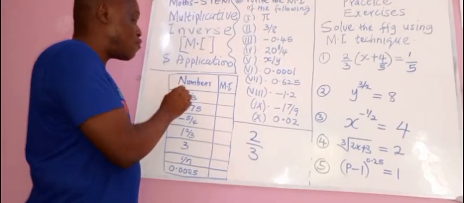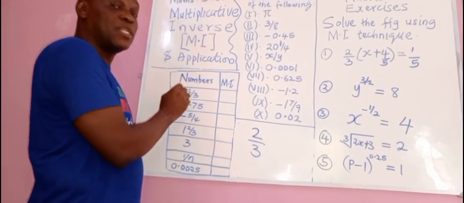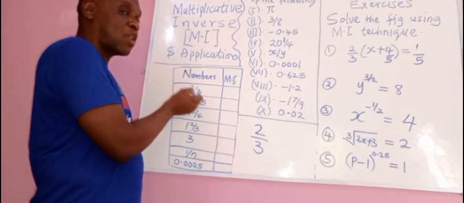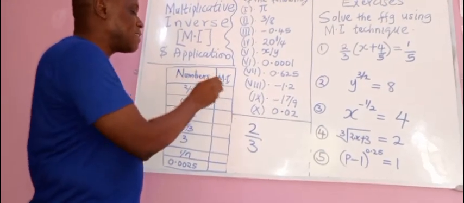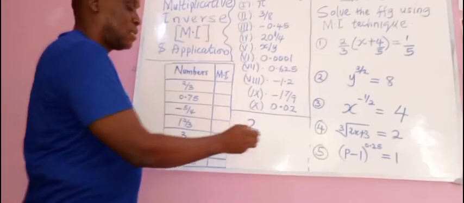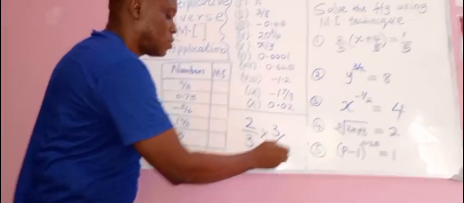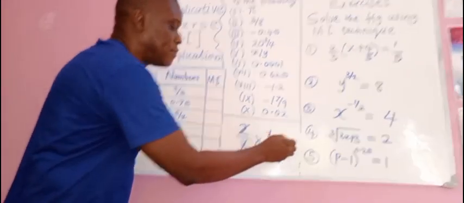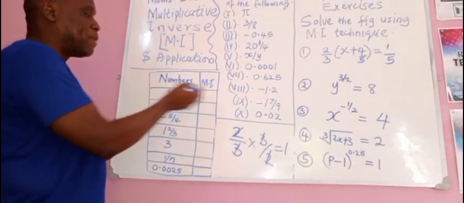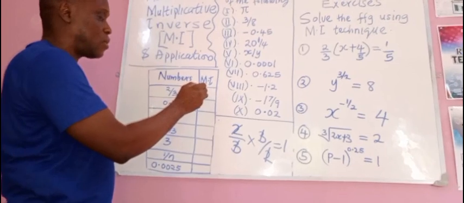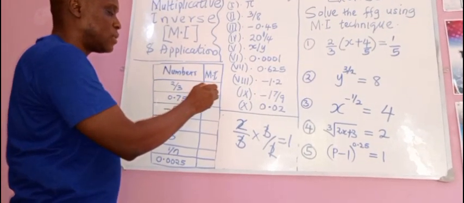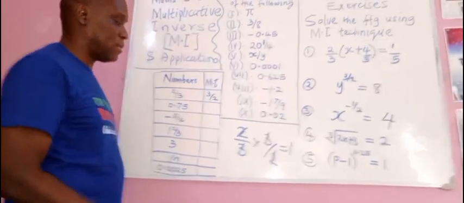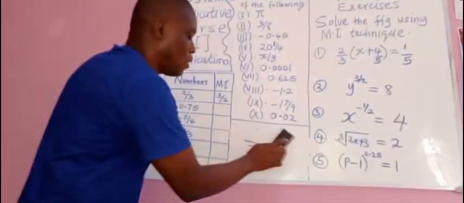You find the reciprocal of 2 over 3. Do you know the meaning of reciprocal? Reciprocal means the denominator goes up and the numerator comes down. So the multiplicative inverse of 2 over 3 is 3 over 2. You can see that this 3 cancels this 3, this 2 cancels this 2, and what do you have left? 1. What you multiply by this so that the answer gives you 1.